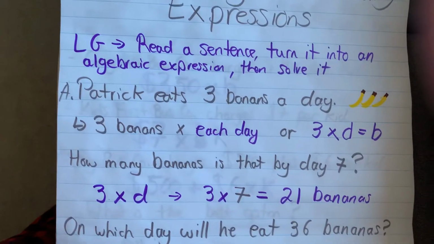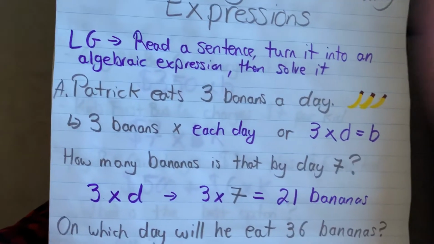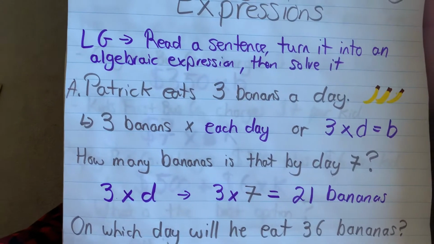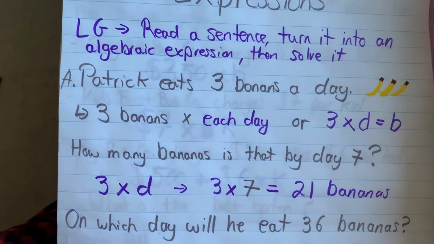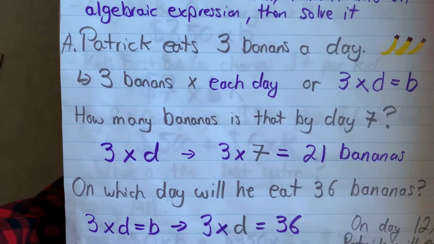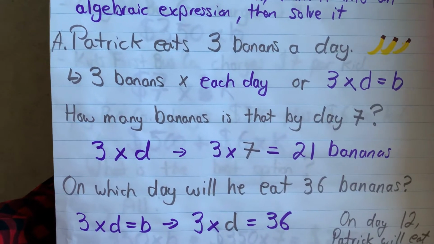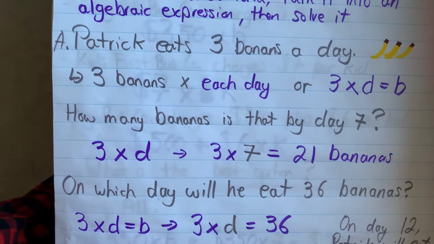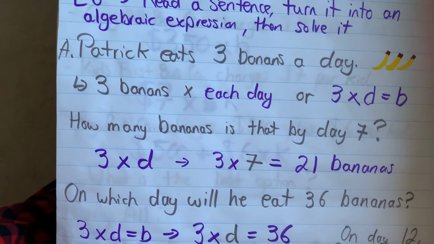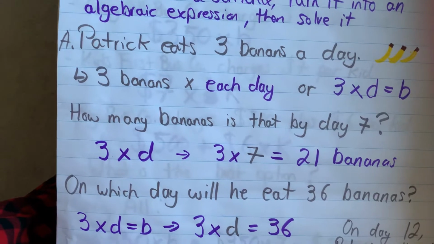But what if I have different information? What if I know how many bananas he eats, but I have to figure out what day that happens on? Well, I still use my algebraic expression, 3 times D equals B. But in this case, I don't know what D is, but I know what B is. B is 36 because he's eating 36 bananas.